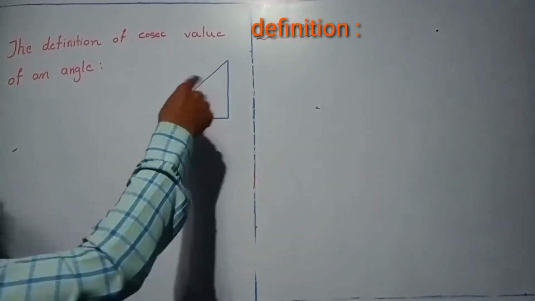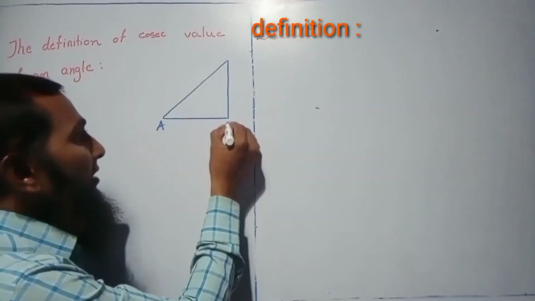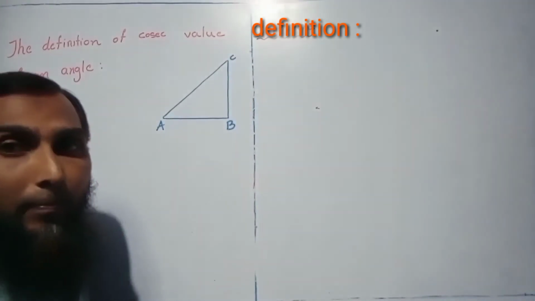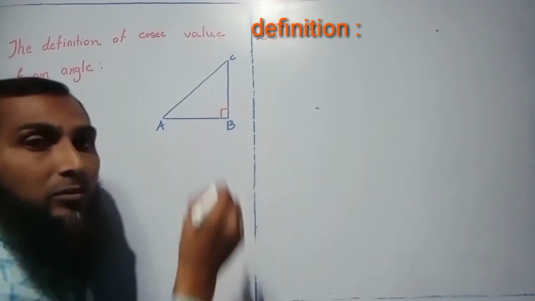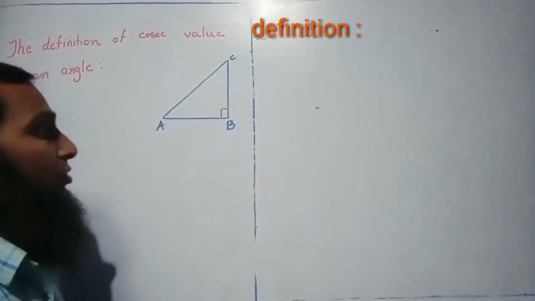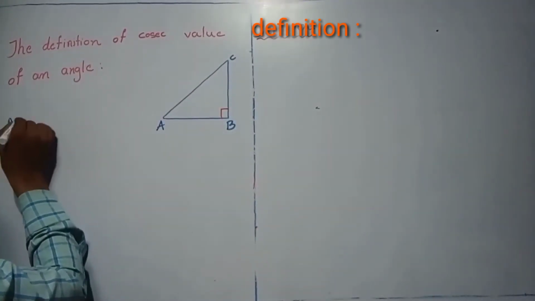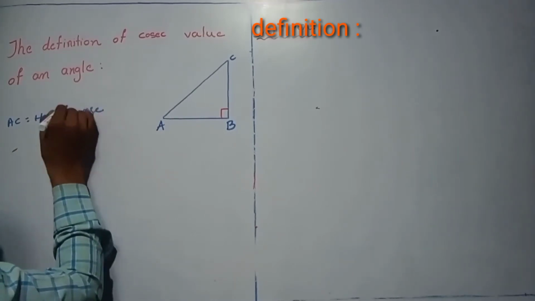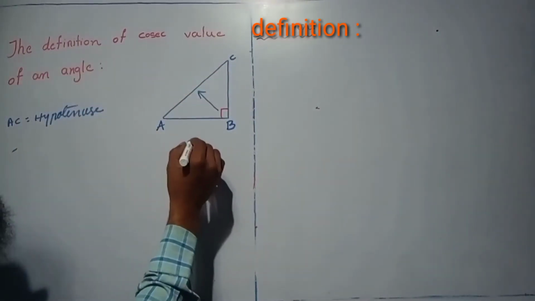So this is one of the right angle triangles. Let it be A, B, C. So here B is the 90 degree. We know that the side opposite the 90 degree is called the hypotenuse. So this is the hypotenuse. AC is the hypotenuse here.